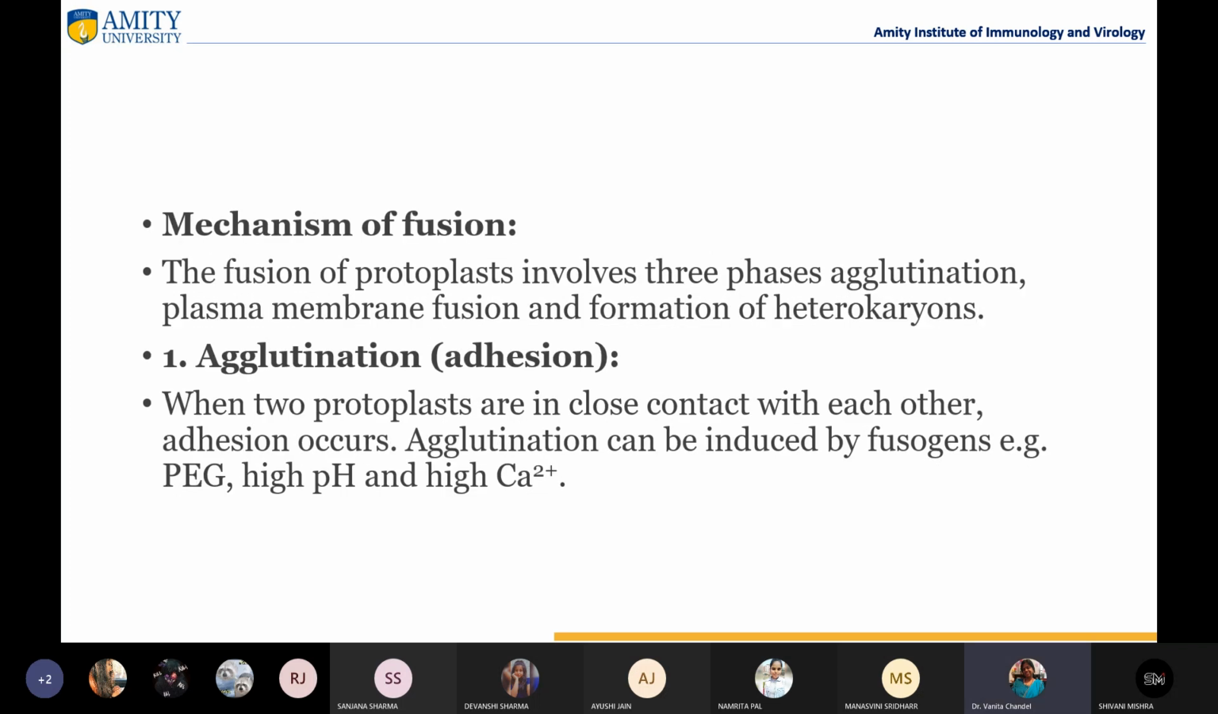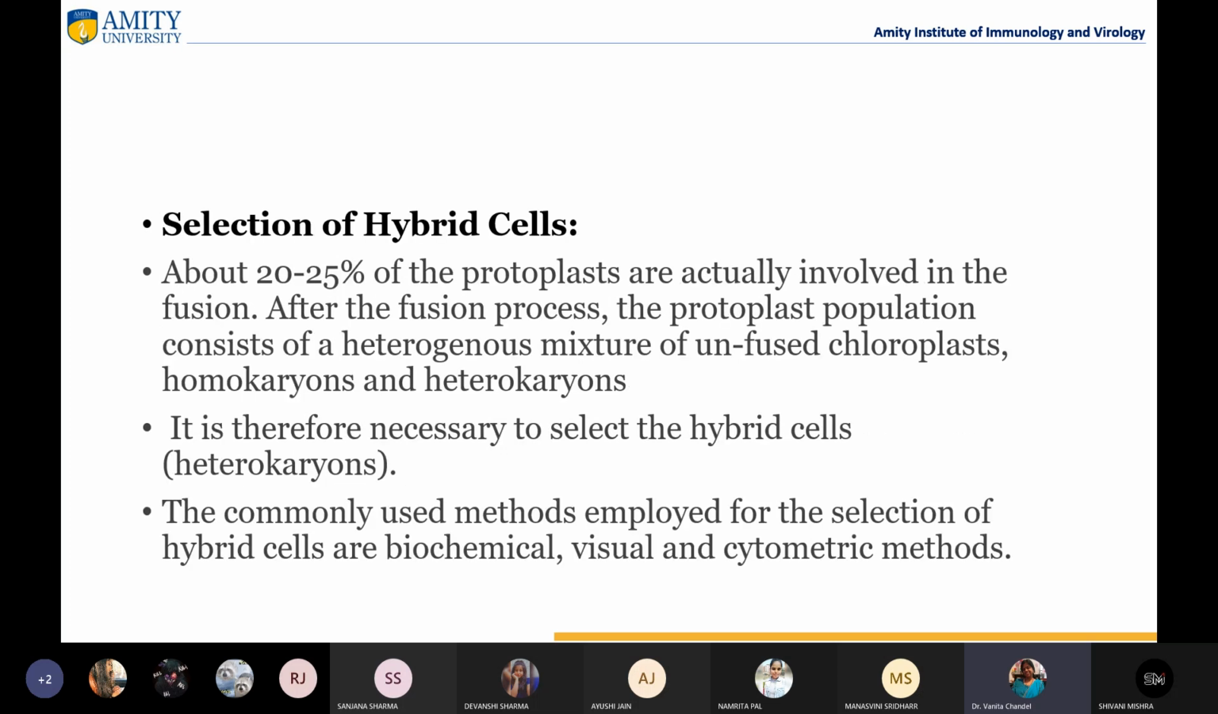Then there's the mechanism of fusion. So how does the fusion take place? This again involves three phases: agglutination, plasma membrane fusion, and then the formation of heterokaryons. So first is agglutination or adhesion. When two protoplasts are very close to each other, or in close contact with each other, adhesion will take place. The agglutination can be induced by fusogens such as PEG, high pH, or a high calcium ion concentration. Then second is the selection of hybrid cells.